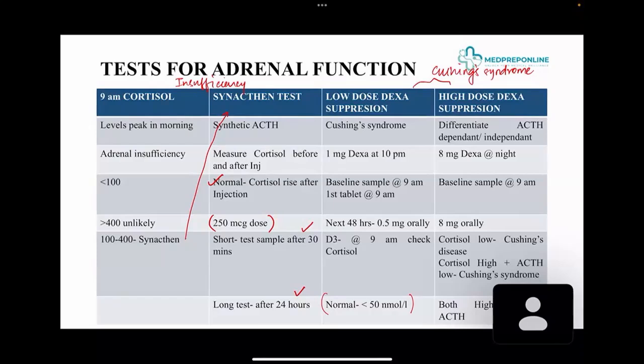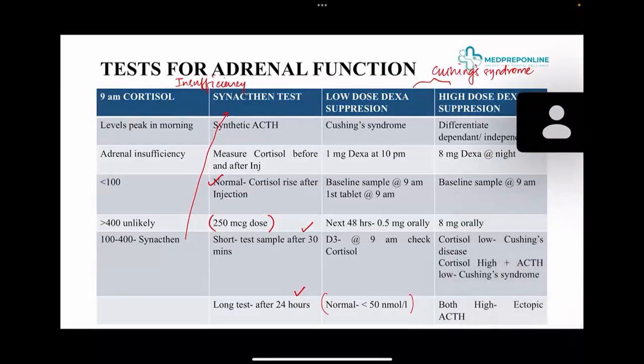Now, if this is abnormal, then we go for high-dose DEXA suppression to basically localize where the disease is. So this differentiates between ACTH-dependent and ACTH-independent cases. So you give, this is high-dose DEXA suppression with a dose of 8 milligram of dexamethasone at night, and you collect the baseline sample at 9 a.m. Now you know if the cortisol is low, you have Cushing's disease. If you have a cortisol which is high plus ACTH low, you have Cushing's syndrome. And if they are both high, this is ectopic ACTH. Okay, so don't confuse yourself. All you have to remember is it is used to differentiate between whether it is ACTH dependent or independent.